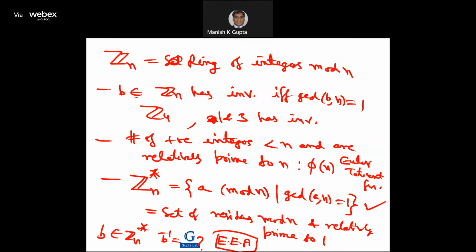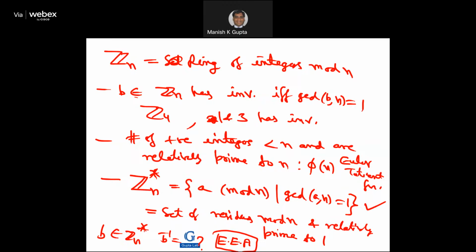Anyway, so if you look at Zn star, normally a star means non-zero, but here Zn star means all those elements A reduced modulo n such that GCD of A and n is 1. So basically I am collecting all the elements which have GCD 1 with n in one set and calling it Zn star. So it is the set of residues modulo n that are relatively prime to n.